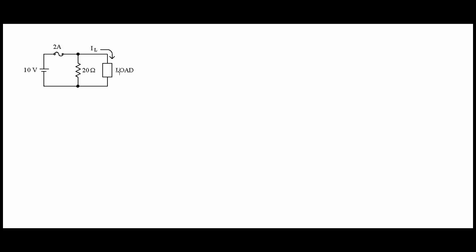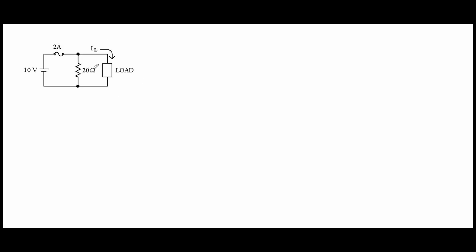So in this problem we have a load, and this load is connected in parallel to a resistor, and both of them are connected in parallel to a voltage source, and we have here what we call a fuse. A fuse is a small device introduced into lines to protect the devices.